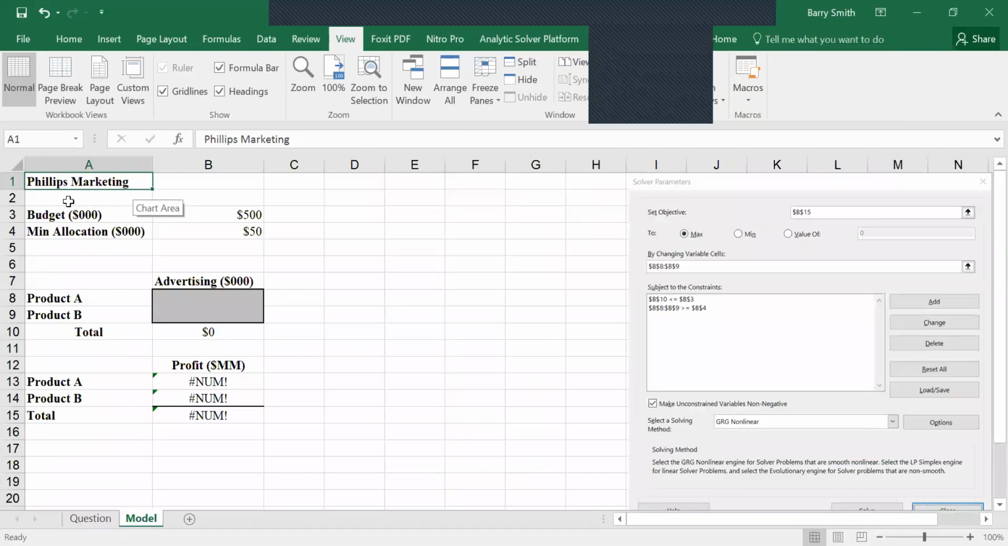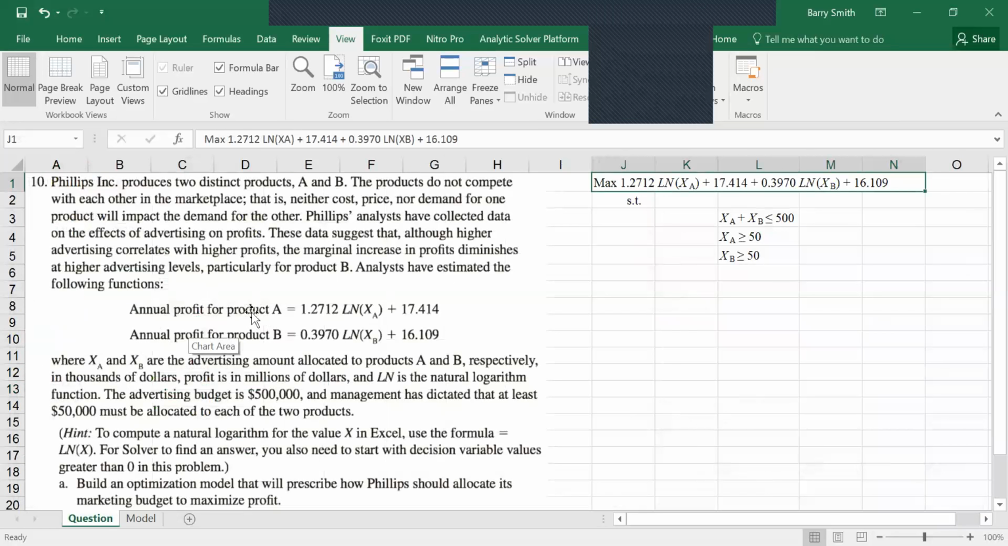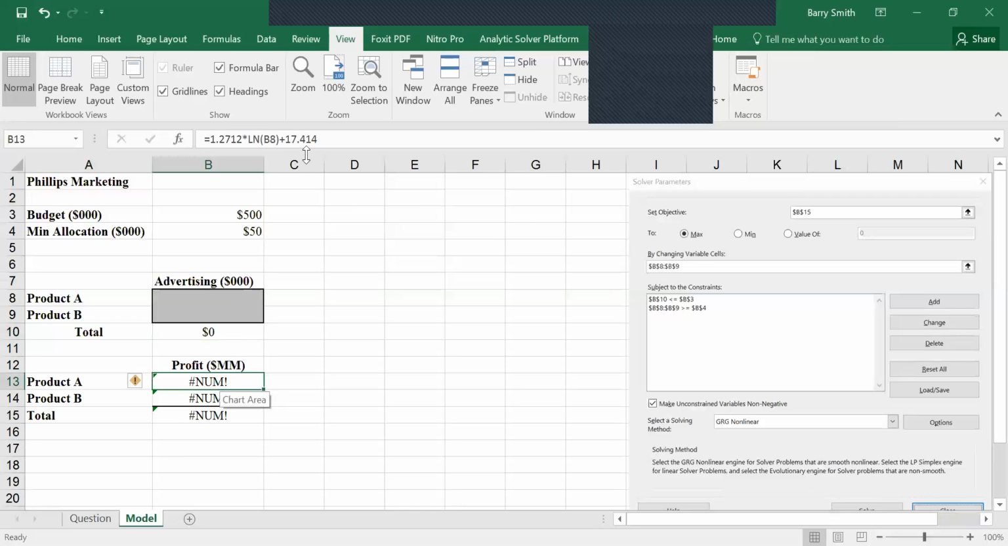So again, this is what we're doing. The budget we know is $500,000. The minimum allocation is $50,000. And so what we want to do is find the advertising budget for product A and product B. Our total between the two, B8 plus B9, is going to be there. And what we want to do is find the profit. Well, profit, that's just our equations here. So we just have to type those equations here, and then we just take the two and add them together.